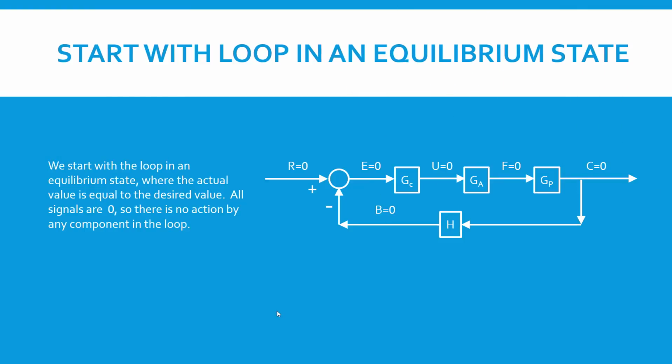So we'll start off with a loop in equilibrium. Everything is zero. Basically, the desired value is zero, and the output value, the actual value, is zero. So we're happy with the way this loop is operating because what we have is what we want. And as we can see, the sense value is also zero. It's just a reflection of the actual value.